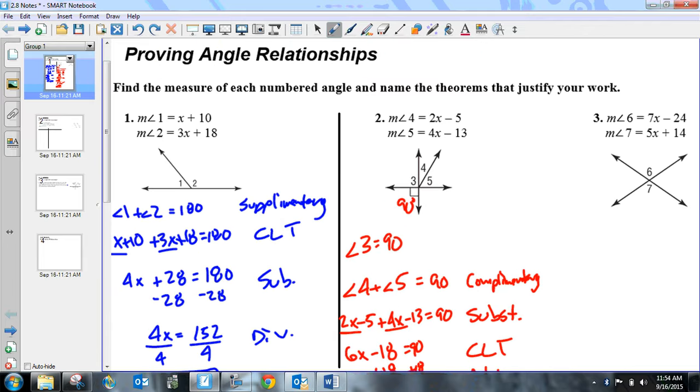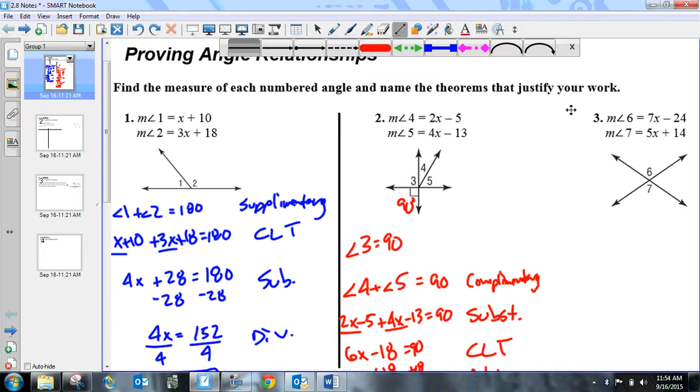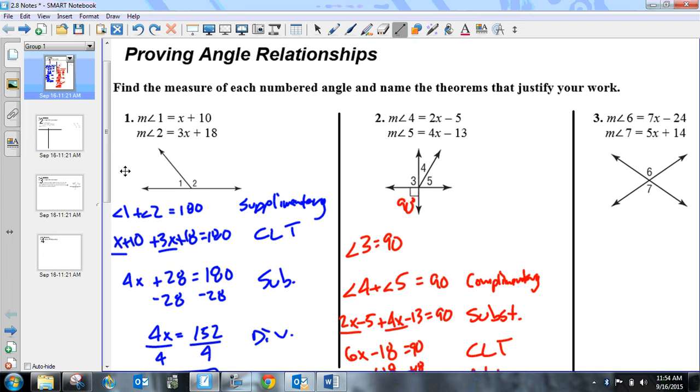Okay, let's take a look at number 3. Number 3 gives us 2 vertical angles. Now, what I know about vertical angles is that if they're across from each other, then they're congruent. So I know angle 6 is congruent to angle 7, and they're vertical angles. Now if my angles are vertical, that means they're congruent, so I can set these two expressions equal to each other.